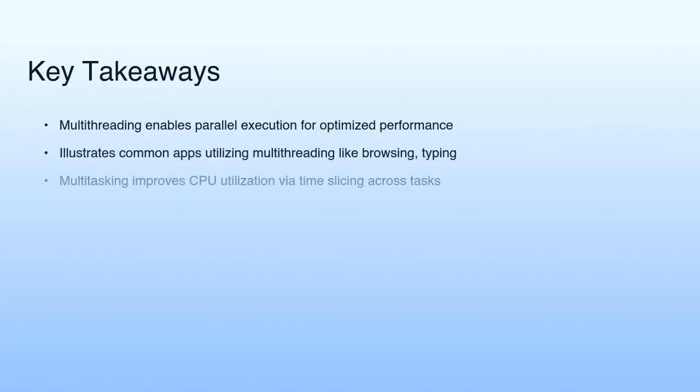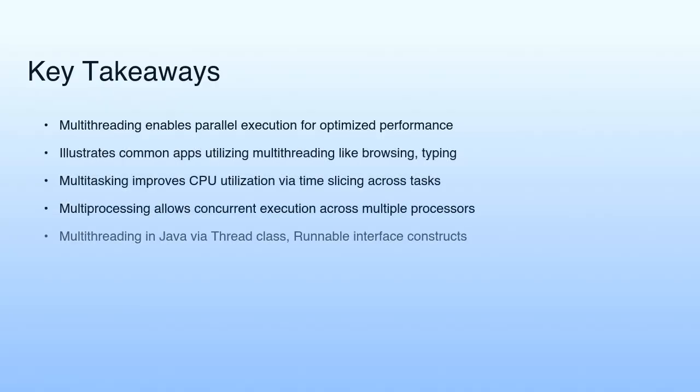In summary, multithreaded programming enables optimized performance through parallel execution, as illustrated in common applications, leveraging techniques like multitasking, multiprocessing, and Java's Thread class and Runnable interface constructs.